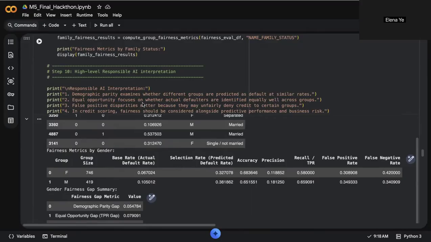And third, I evaluated the model performance using multiple metrics rather than just relying on accuracy. This helps ensure balanced decision making and reduces the risk of biased predictions. Together, these steps help ensure that the model follows key responsible AI principles, including transparency, fairness, and accountability.